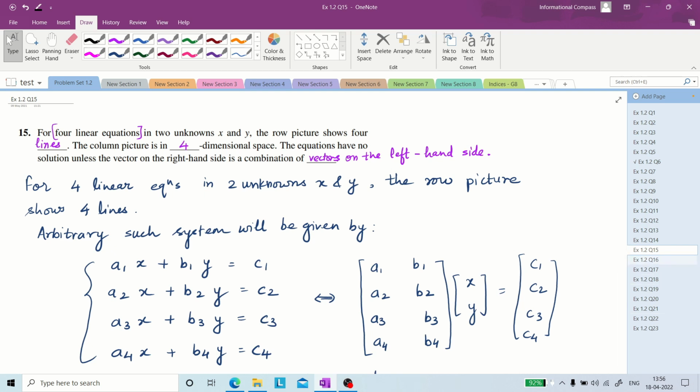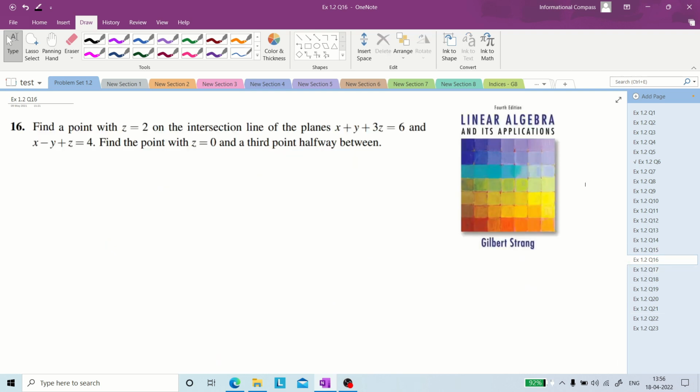Let's quickly move on to question number 16. I'll remind you, we are solving the questions from Linear Algebra and Its Applications by Gilbert Strang, 4th edition. This is used by many universities. It will help you when completing your undergraduate as well as postgraduate levels, and also help you with a PhD while researching things pertaining to linear algebra. So, moving on to question number 16.